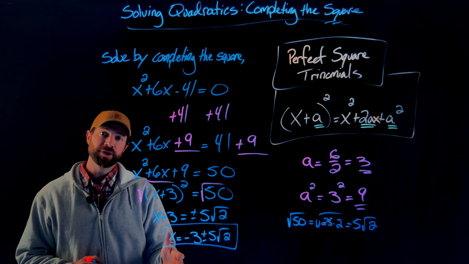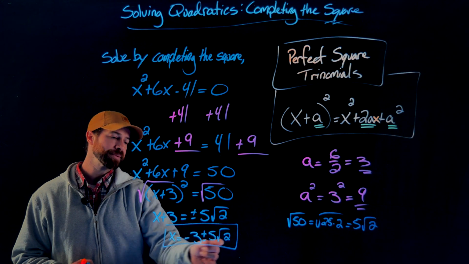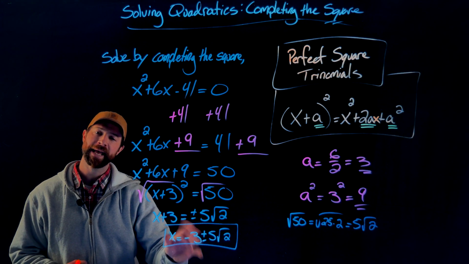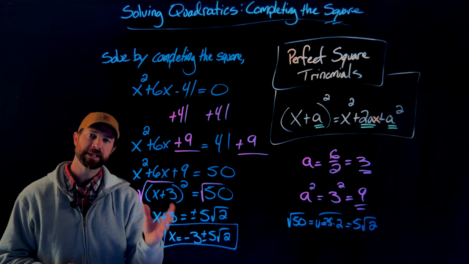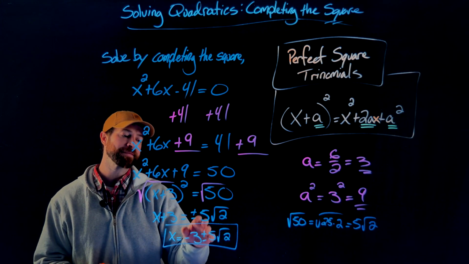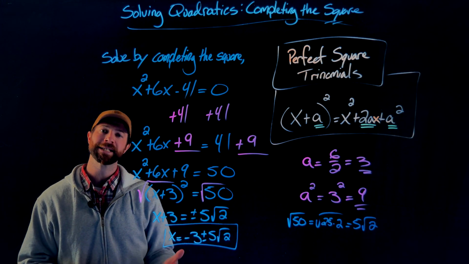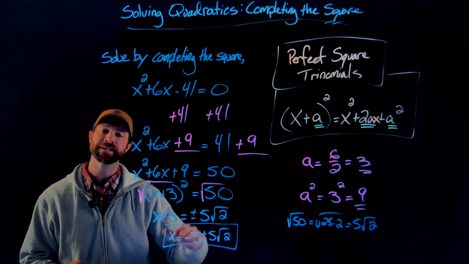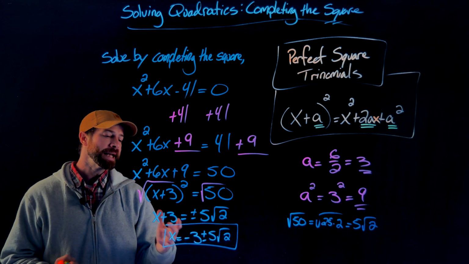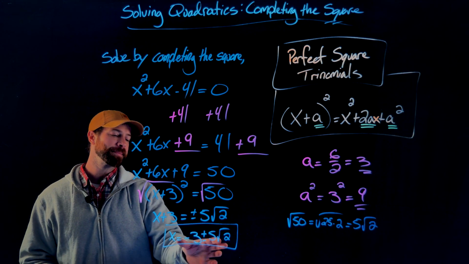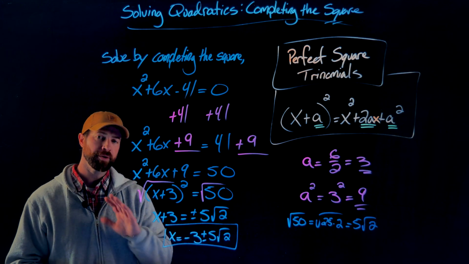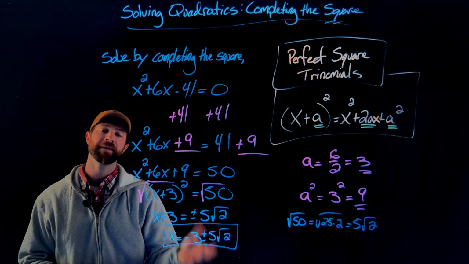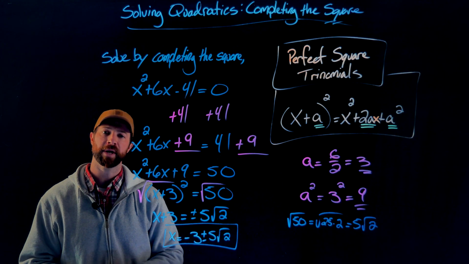These are the exact solutions. I could find approximate solutions by plugging the square root of 2 into my calculator and evaluating these two. Again, specifically, this is negative 3 plus 5 times the square root of 2 as the first solution. The second solution is negative 3 minus 5 times the square root of 2. It's better almost always to provide the exact solution here, and you may notice solutions of this type are very similar to the solutions we got with the quadratic formula.